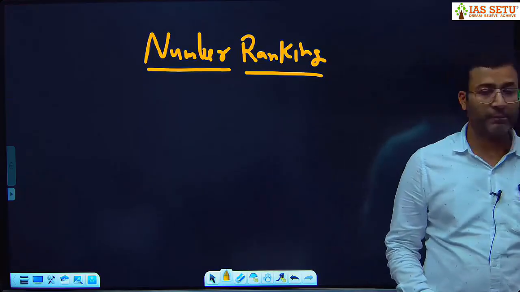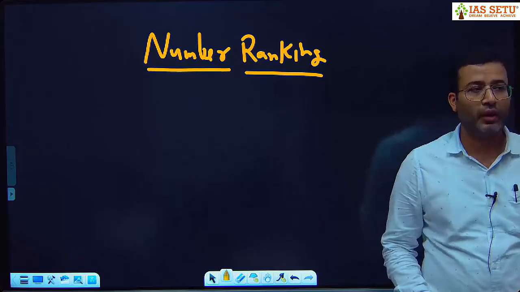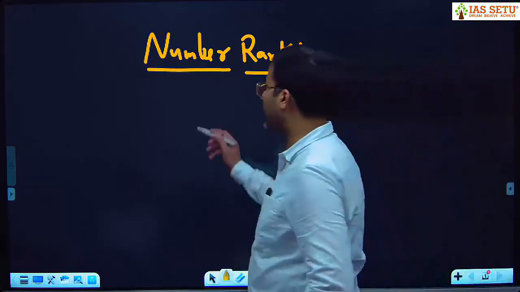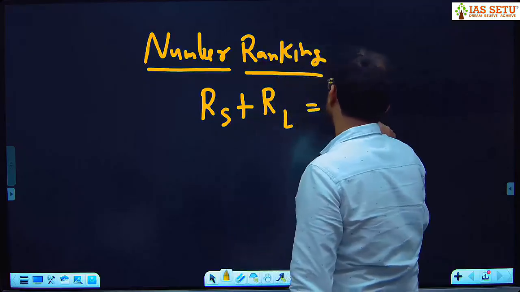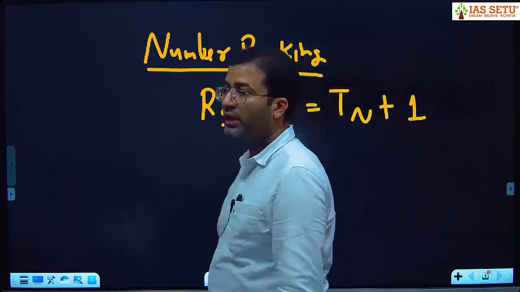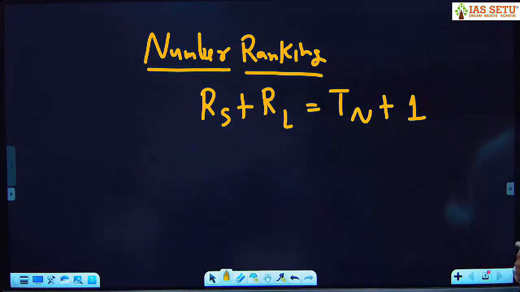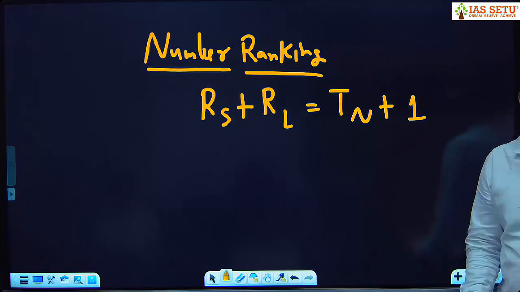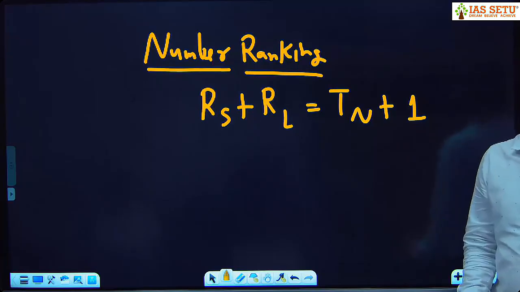Fine. Okay. So first we will see the basic idea related to number ranking, like the formula. In number ranking, we use only one formula, that is ranking from starting plus ranking from last is equal to total number plus 1. Even in my coding decoding class, I have taken one question where I briefed you about this formula. Don't forget this plus 1. In this topic, there is only one formula. See, there are some topics where we have only a single formula. ठीक है, उसमें multiple formulas नहीं है.